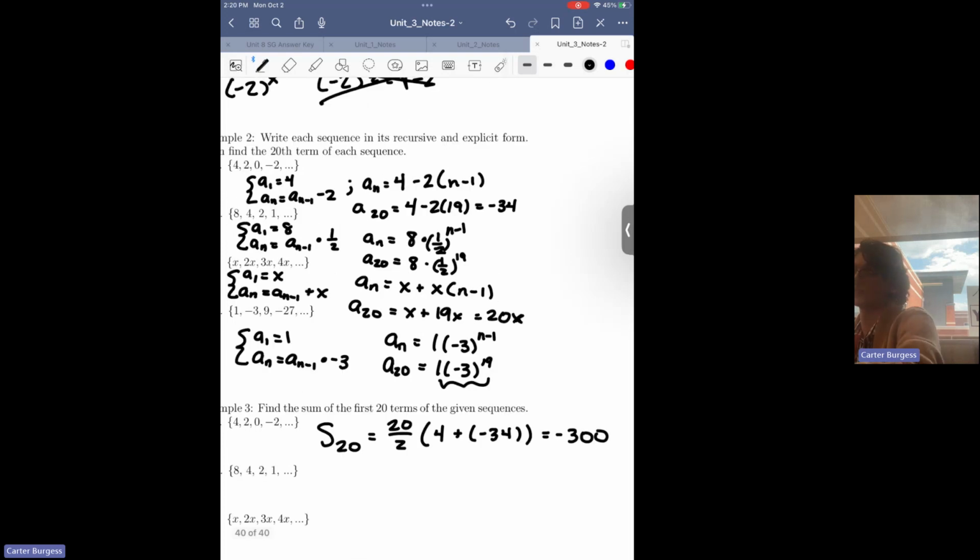So would we have to do this process up here to find a sub n? Yes, you would need to. In this case you'd probably be asked to find a sub 20. You'd need to first find a sub 20, which we already did, and then plug it into this formula. So actually the bulk of this problem is right here.